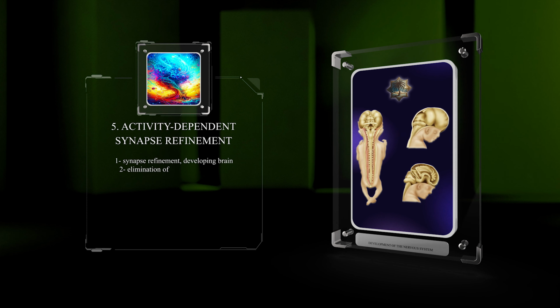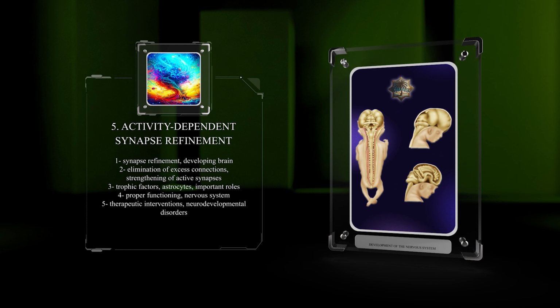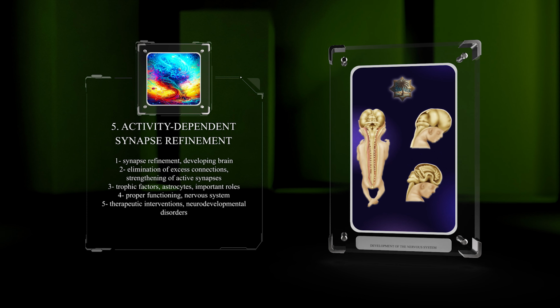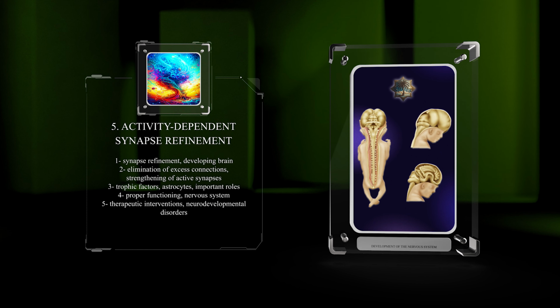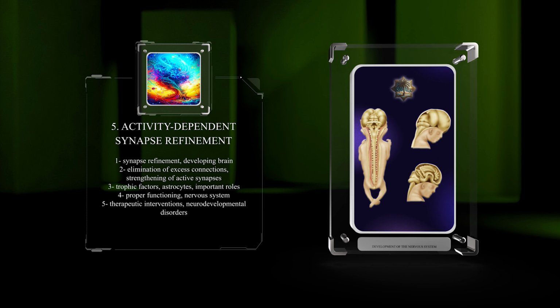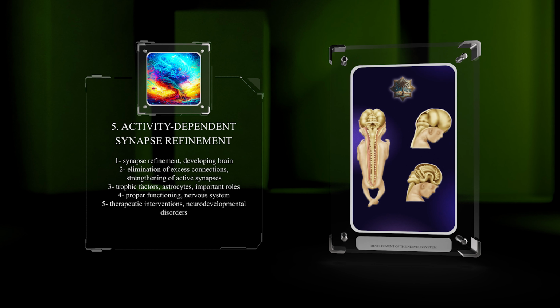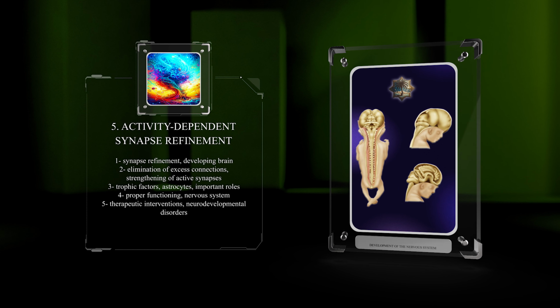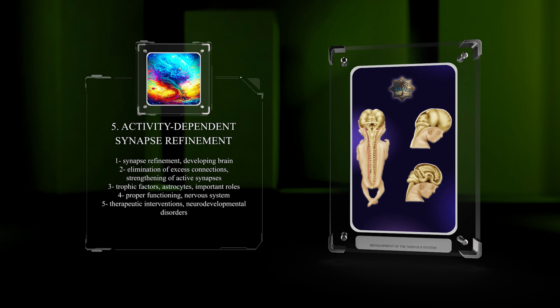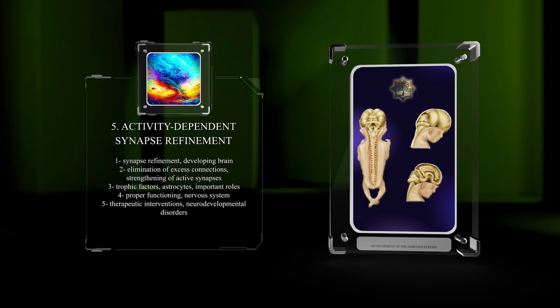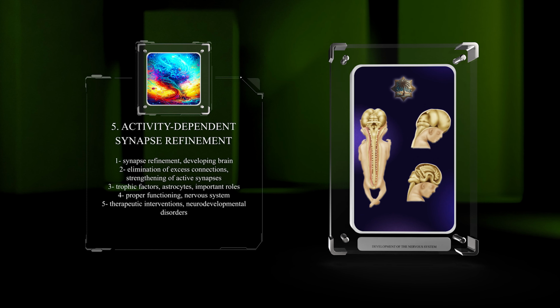In the video, we will discuss the process of synapse refinement in the developing brain. This involves the elimination of excess connections and strengthening of active synapses through activity-dependent processes. Various molecules and cellular processes, such as trophic factors and astrocytes, play important roles in this refinement. These mechanisms are critical for the proper functioning of the nervous system and may provide targets for therapeutic interventions in neurodevelopmental disorders.